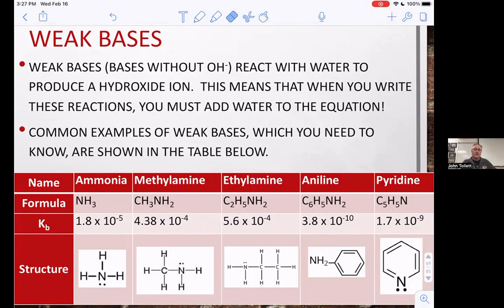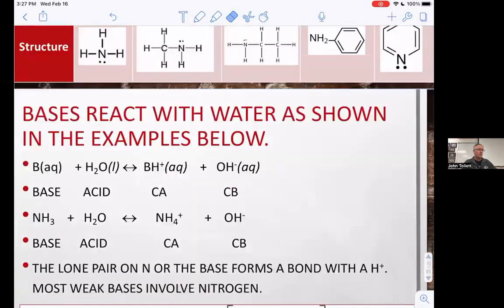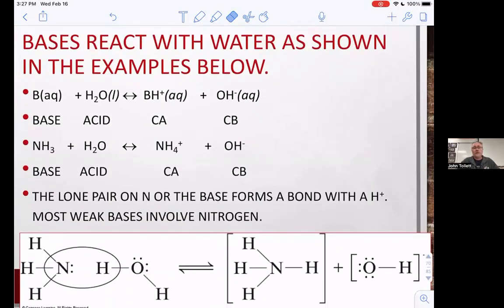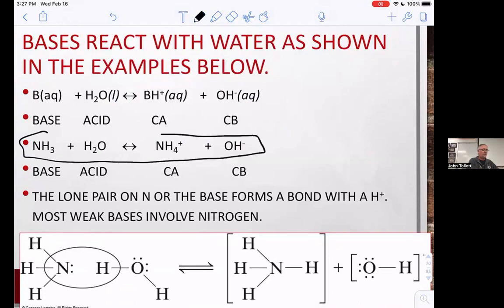Now, when you do reactions of weak bases, to prove that they're basic, you actually have to add water to them in order for it to occur. So let's skip the generic base and look at this one right here. You have ammonia, and you have to add water to it in order to produce the hydroxide. The ammonia's lone pair will go with one of the hydrogens of the water to produce the ammonium ion and hydroxide in solution.